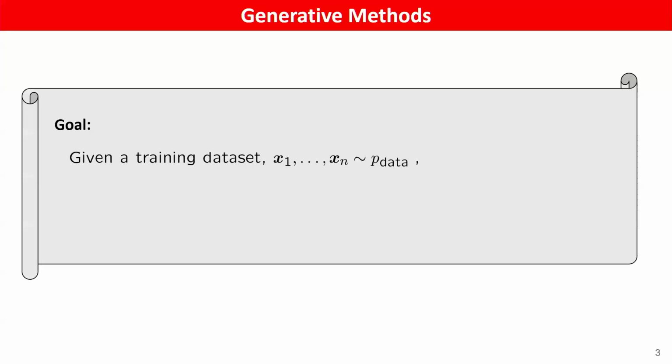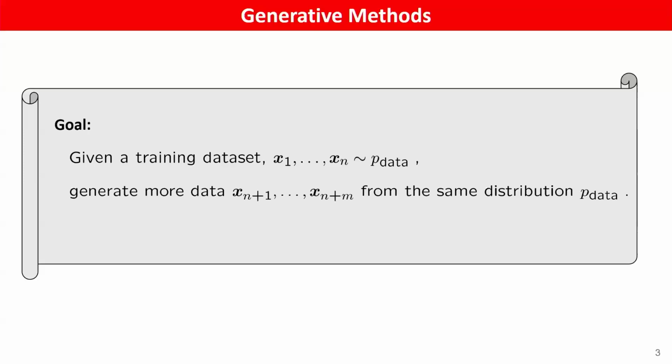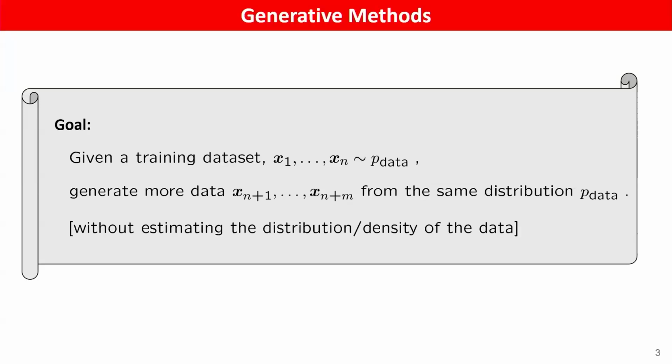So generally, the goal of generative AI methods is that we have a training set, x1, x2, ..., xn, coming IID from some distribution P, and the goal is to generate more data points xn+1, xn+2, ..., xn+m from the same distribution without ever estimating the density.